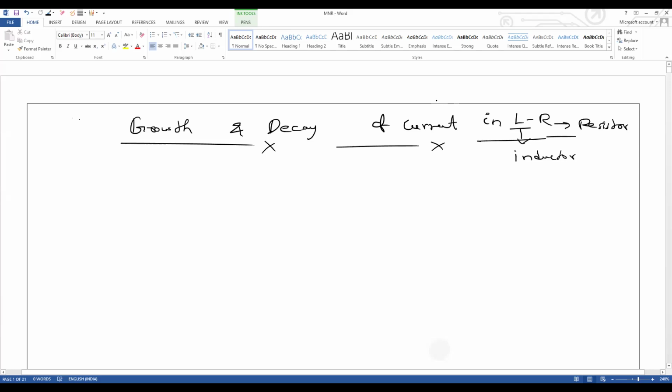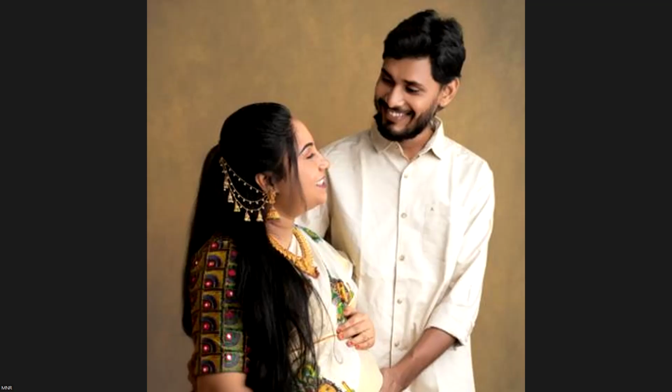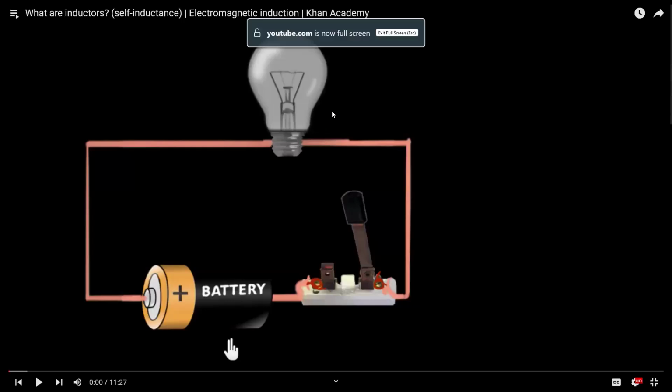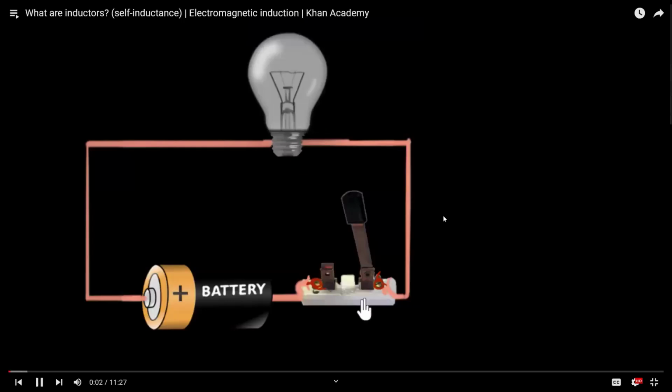Just for a while, we'll discuss what inductance is, which we already studied, and then we'll come back to our class. Hope you all are there. Let's start now. I've already shown you this video, and once again we are going through it so that you can brush up the things. A battery is connected to a bulb via a switch. Directly connected, as soon as I switch it on, the bulb will glow with the maximum brightness.